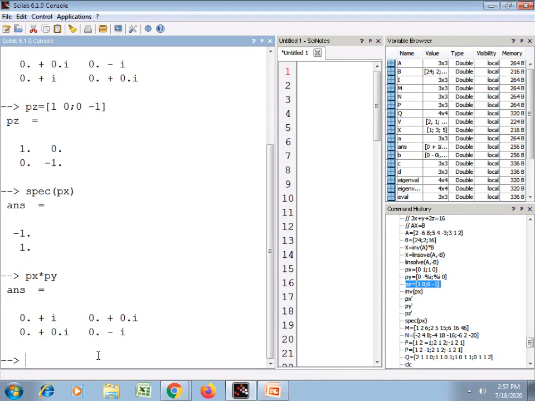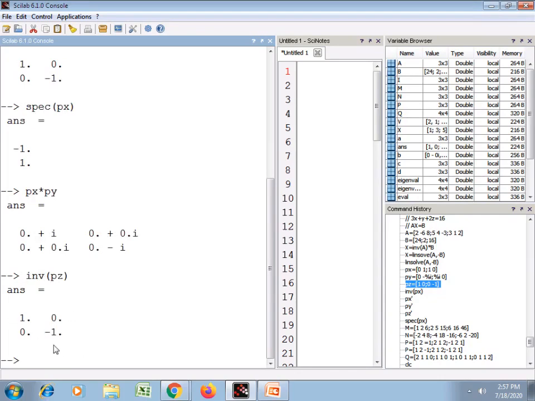Now take inverse of any of the Pauli matrices, suppose inverse of pz, so it is same as pz, means inverse of pz is pz itself. So this pz is a unitary matrix. Similarly, we can show that all the matrices are unitary matrices.